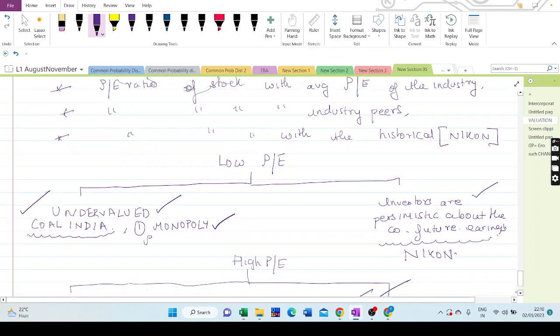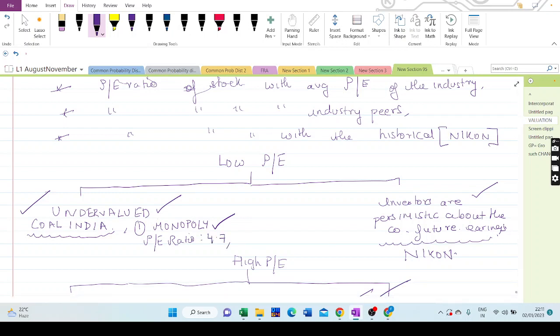Now, guys, it's trading at a P/E ratio of 4.7. Yes. So the P/E ratio is really, really low. It has almost no debt. It has a debt equity of zero. It has no debt in its books.